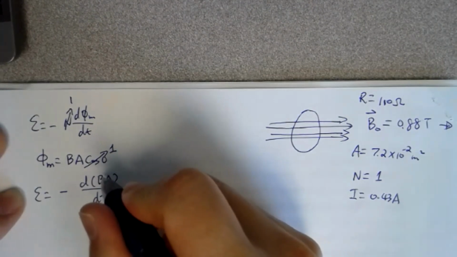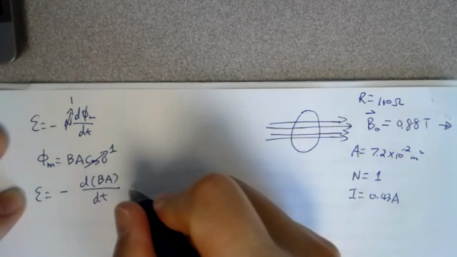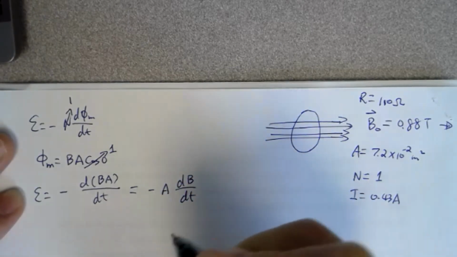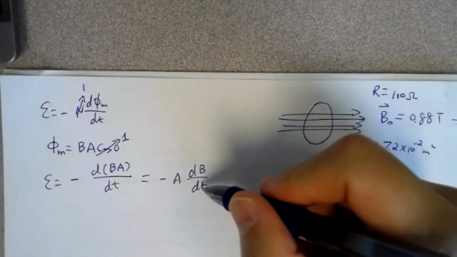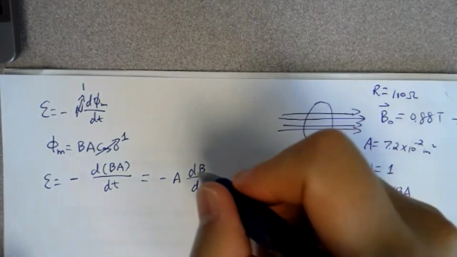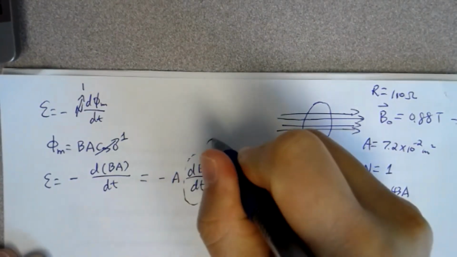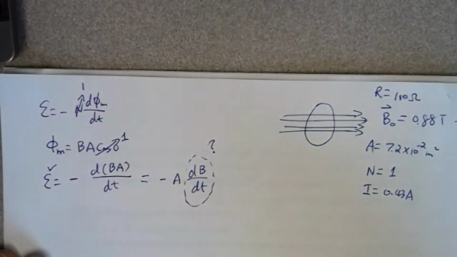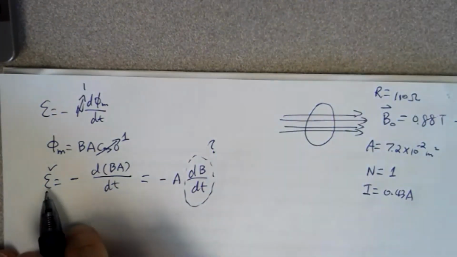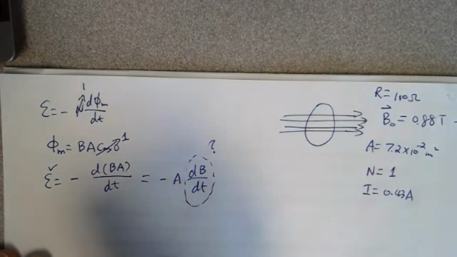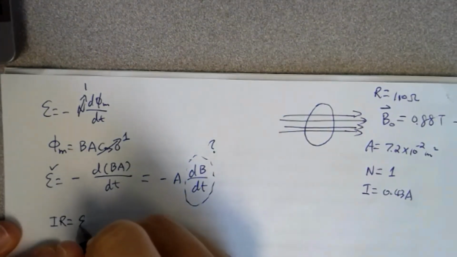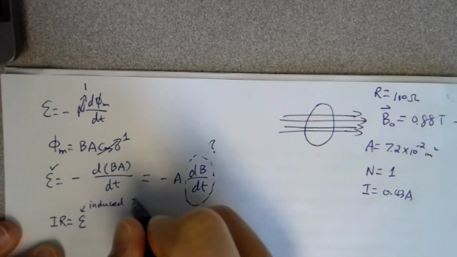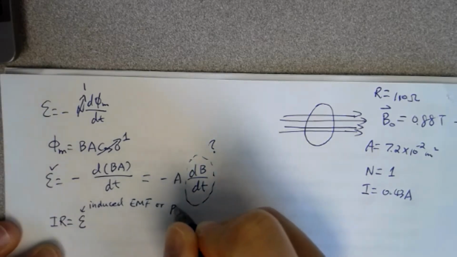A will be a constant, but B is changing. Initially, B is 0.88, but B is changing. So that means this is minus A times the derivative of B over dt. The derivative of B over dt is the rate at which the magnetic field is changing. So we are actually looking for this quantity. A is given, so we just need to figure out this. We are given I, so this can be calculated because according to Ohm's law, I times R should be equal to the potential, which is the induced EMF. Okay, so this is the induced EMF or potential. Okay.